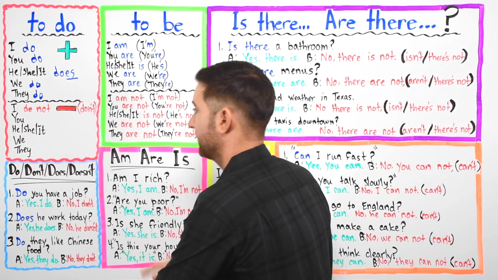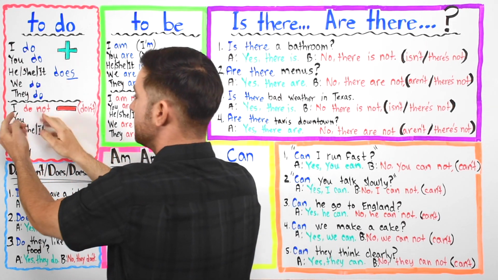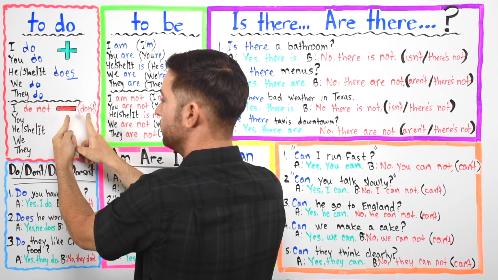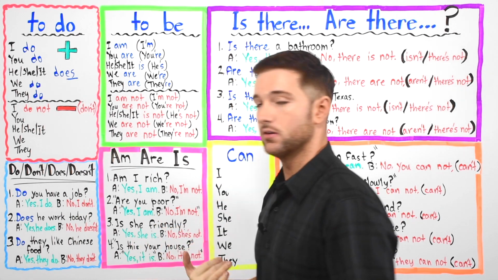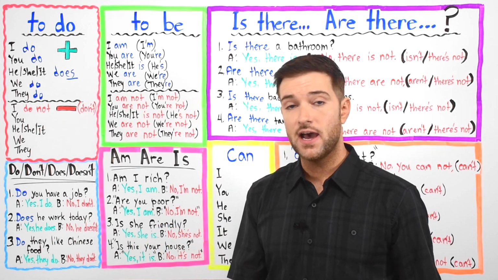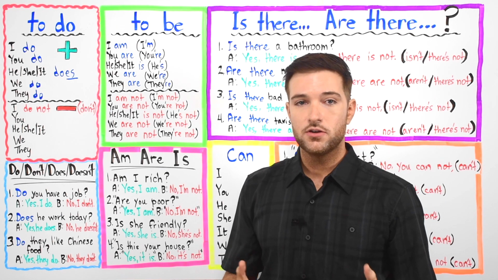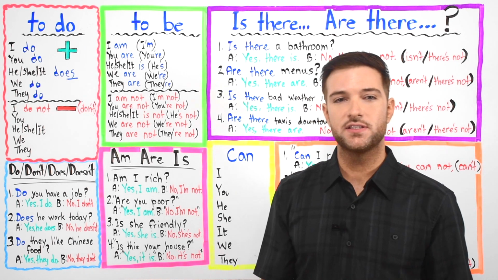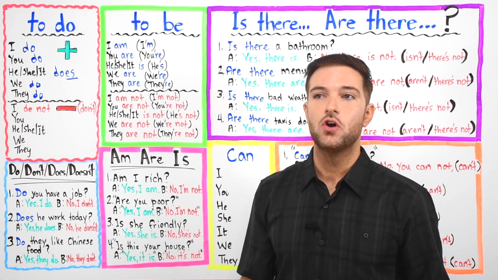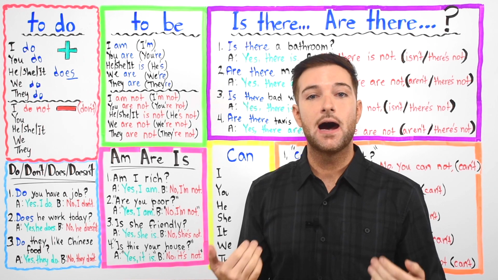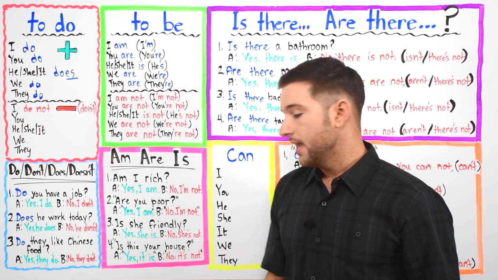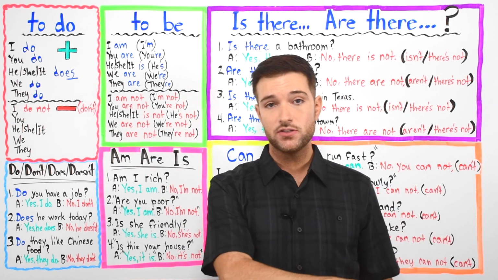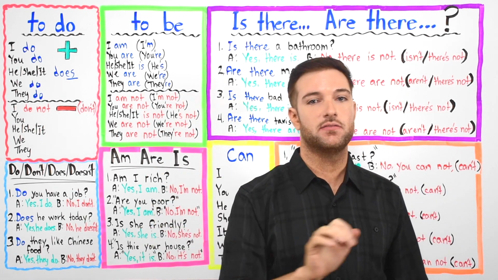A contraction is when it is shortened. So instead of saying do not, we can just contract it like this, make it shorter, and say don't. I don't. Okay, I do not, I don't. In fact, you guys are going to notice that there are many contractions in the English language. For example, instead of saying I am, we can say I'm. And instead of saying he is, she is, or it is, you can say he's, she's, and it's.